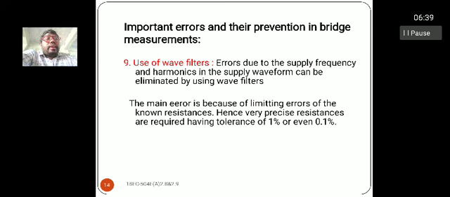Use of wave filters. Errors due to supply frequency and harmonics in the supply waveform can be eliminated by using wave filters. The main error is because of the limiting error of the known resistances, hence very precise resistances are required, having a tolerance of 1% or even 0.1%.